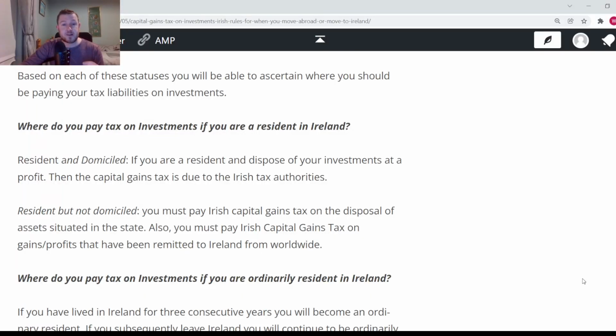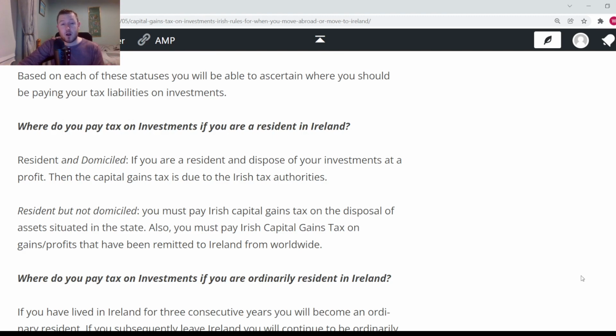Now that we know what it means to be resident, ordinarily resident and domiciled in the country, we will be able to use these statuses to try and ascertain where you should be paying your tax liabilities on your investments. Let's go through all of the different scenarios now to see how it works out. So the first one we are going to have a look at here is if you are an actual resident in Ireland. So there are 2 different scenarios here. You can either be a resident and domiciled or a resident but not domiciled.